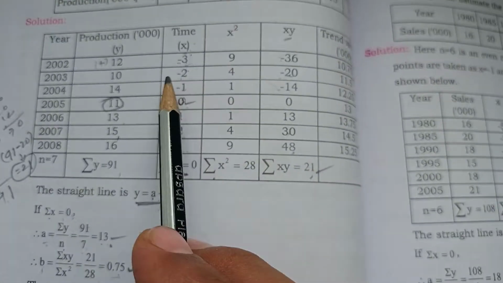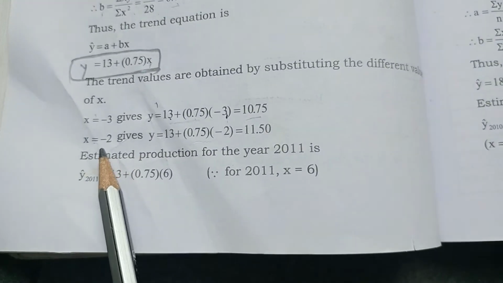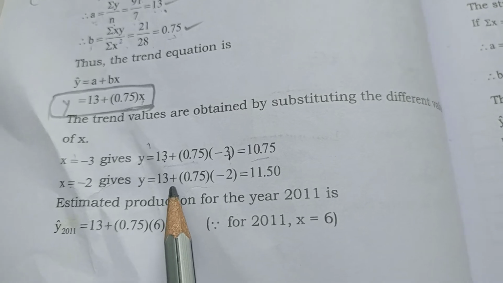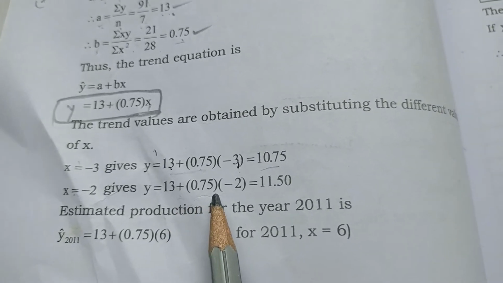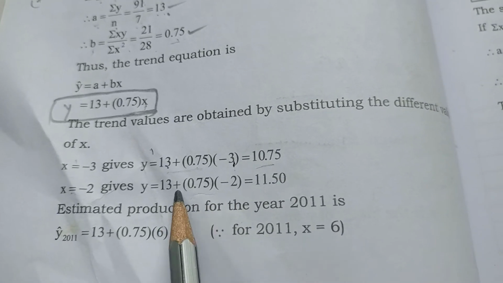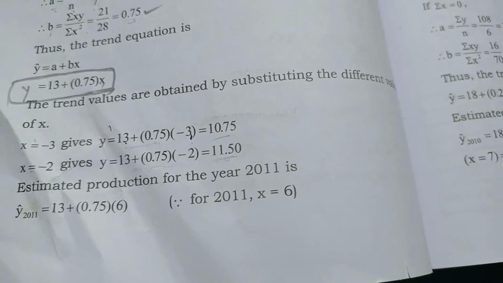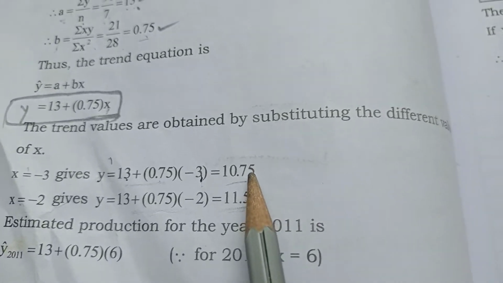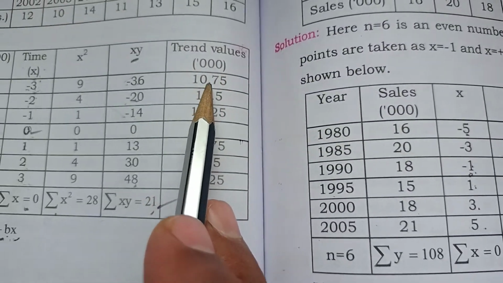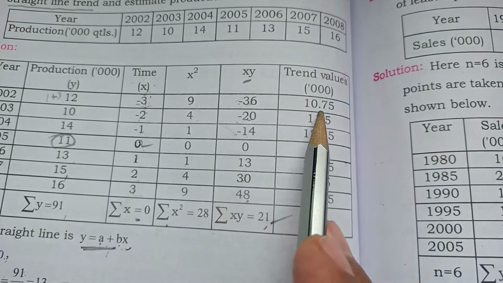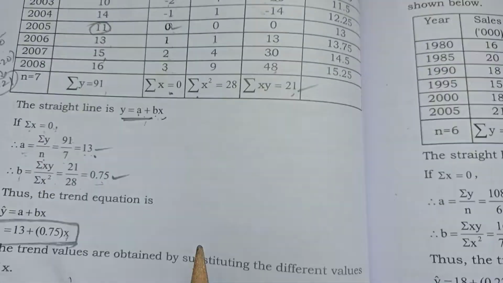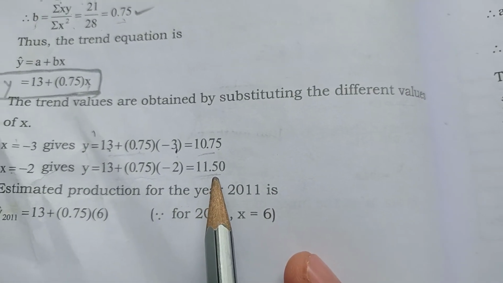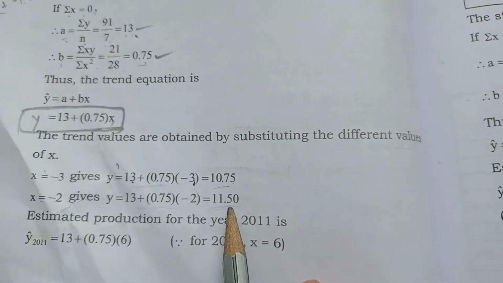If I put x is equal to -2, the equation is y is equal to 13 plus 0.75 into -2. If I simplify it, I will get 11.50 as the trend value. These values should be entered here. When x value is -3, the trend value is 10.75. If x is equal to -2, the trend value is 11.50.